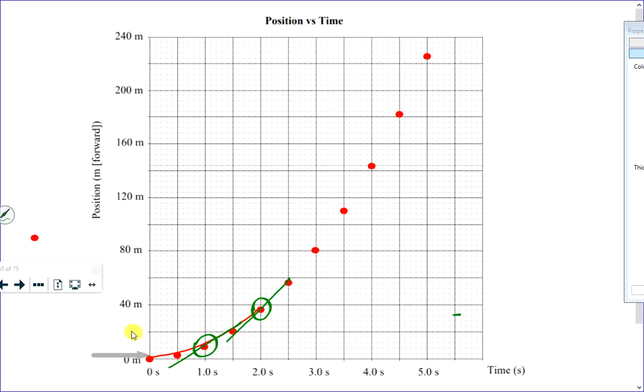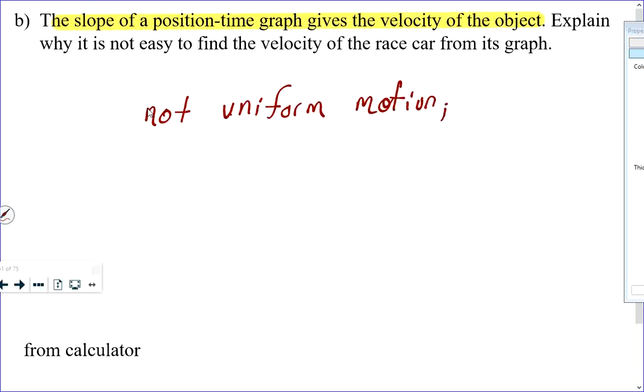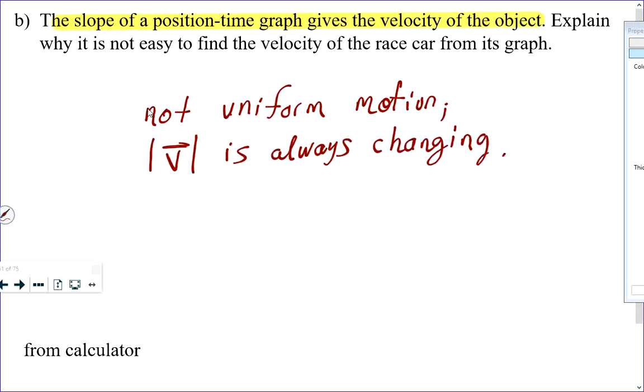So the answer to this question is kind of twofold. It's not a straight line. It's not uniform motion. The velocity, I'm just going to say the magnitude of the velocity is always changing. We're going to finish this lesson, and then you're going to have an example which starts off with this part where you have to do the position time graph, okay?